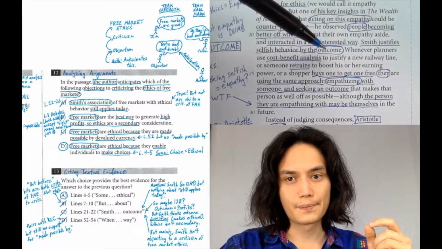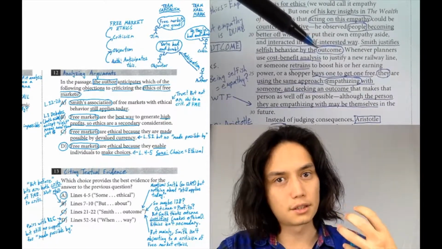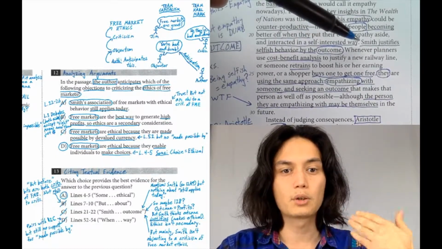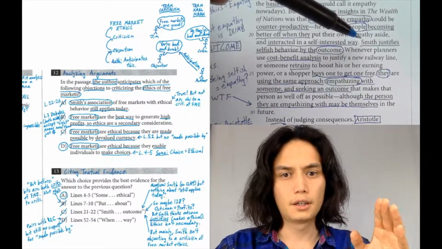Auspiciously missing is any indication of still applies today. There's no recency to this quote, right? There's nothing saying that these ideas are relevant. These are talking about Smith's original ideas. I think that's one of the big red flags here.